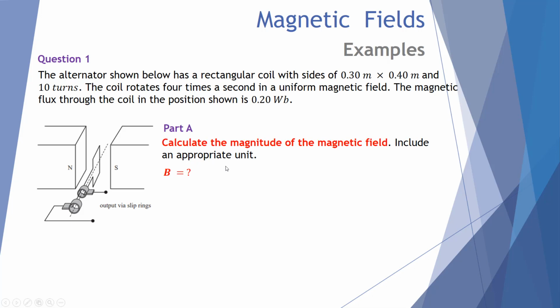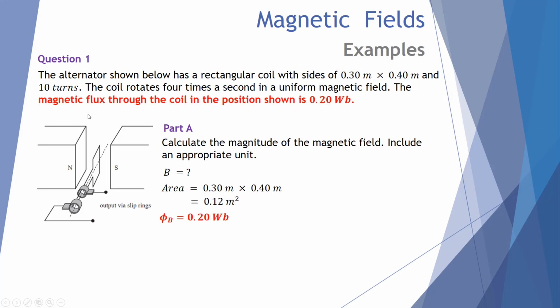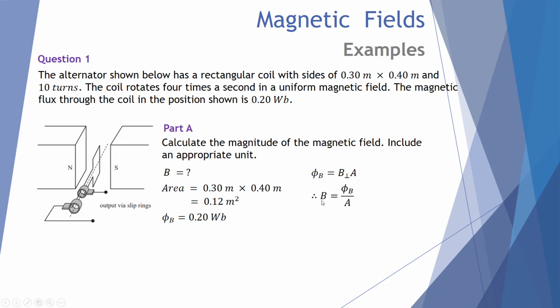Include appropriate units. So we want to find B, the magnetic field. The area we have is 0.3 by 0.4 of a meter. If I multiply those two together, I end up with a cross-sectional area of 0.12 meters squared. And finally, we're given the flux. The magnetic flux through the coil is 0.20 of a Weber. The equation that relates these variables is the magnetic flux is equal to the magnetic field strength times the cross-sectional area. So I can rearrange that and work out the magnetic field strength is equal to the flux divided by the cross-sectional area. Flux is 0.20 Weber, area is 0.12 of a meter squared. So that gives me a magnetic field strength of 1.67 Tesla.